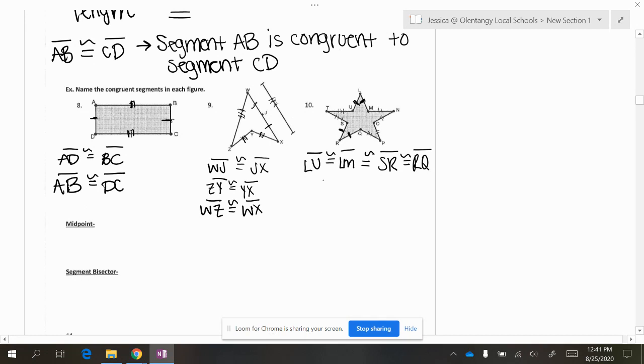Okay, moving on to 2. So we have MN has 2 dashes, and NO has 2 dashes, and OP has 2 dashes. Then 3, QP is congruent to TU, which is congruent to TS.